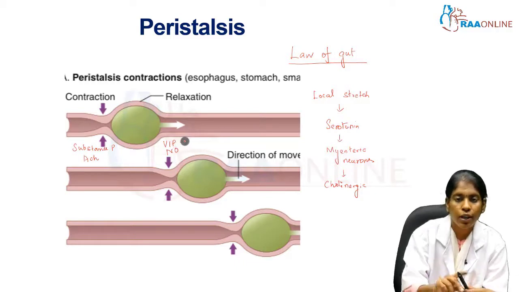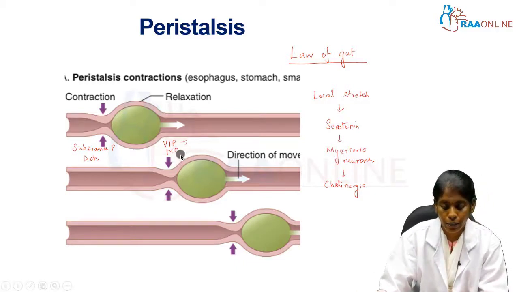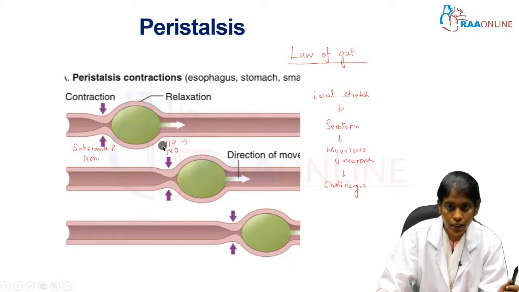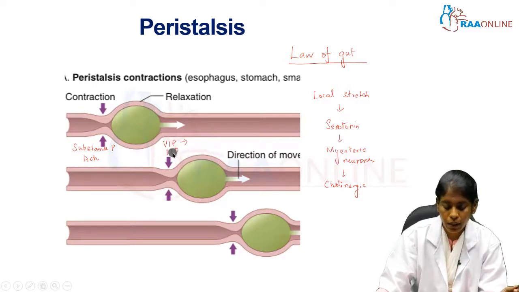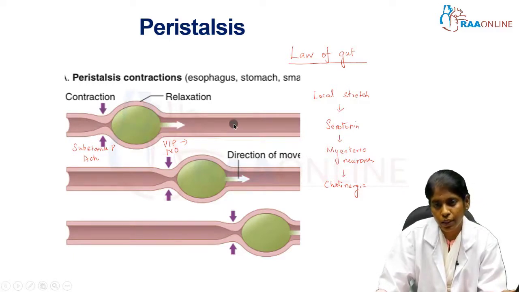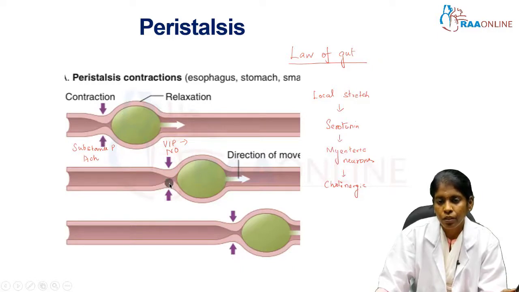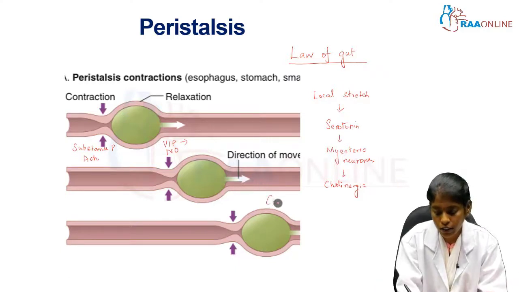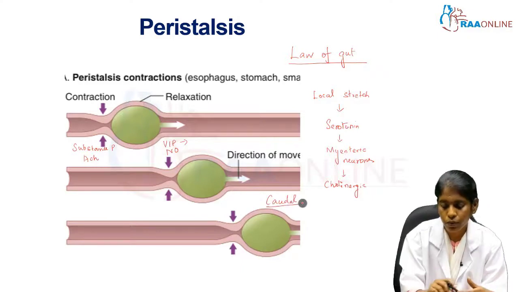VIP is vasoactive intestinal polypeptide, and NO is nitric oxide. These two neurotransmitters will bring about relaxation of the circular muscle in the upstream segment, or the segment that is ahead of the bolus. As a result, there will be a constrictive ring behind the bolus and relaxation in the upstream segment. This will cause the food bolus to propel forward. It will move forward, and it is always towards the caudal direction. So these are the steps of the peristalsis.